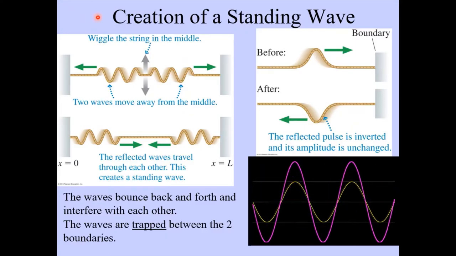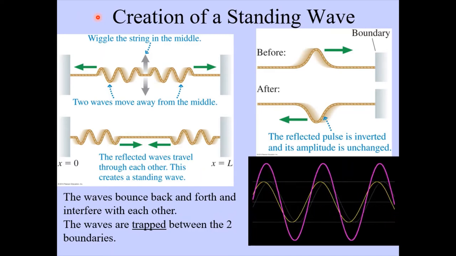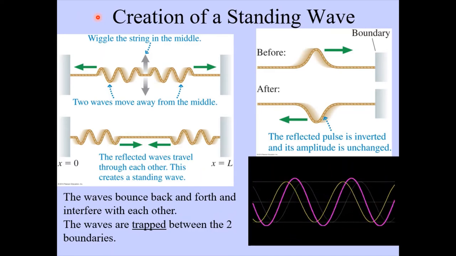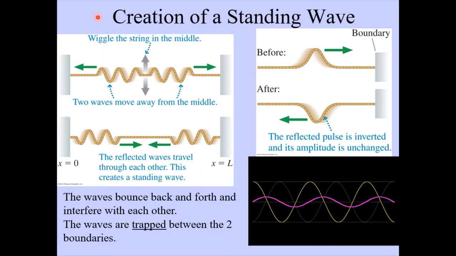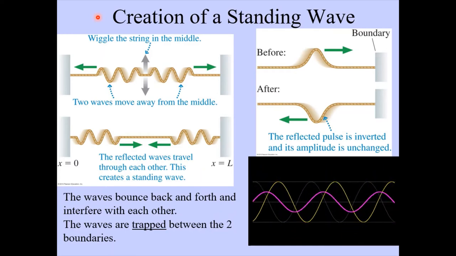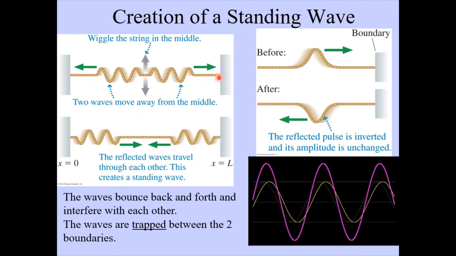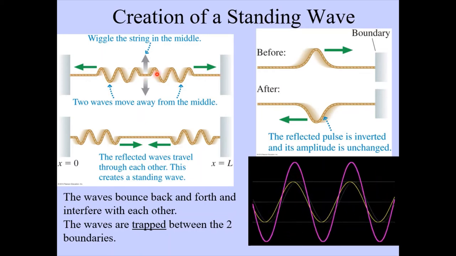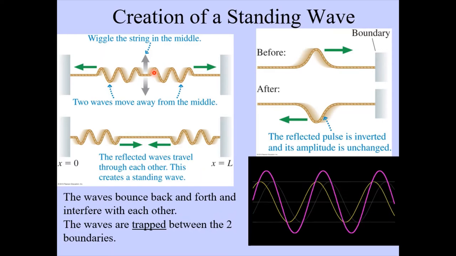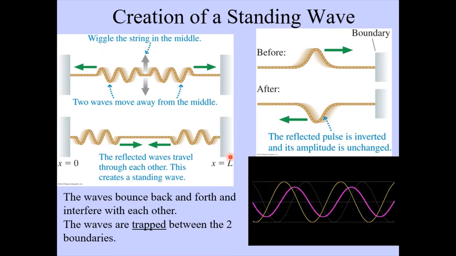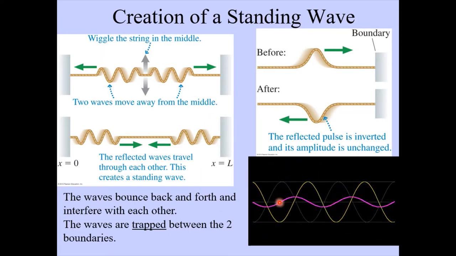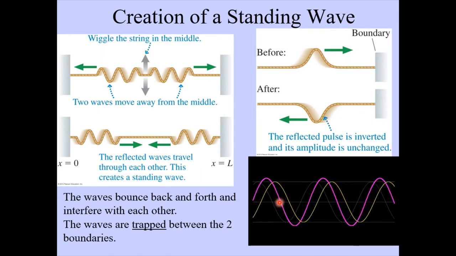So as we saw in the video demo, standing waves are produced when the waves are allowed to bounce back and forth between boundaries. So for example, if we have a string tied between two posts here, these waves are going to bounce back and forth and they're going to interfere with each other. And we saw something like this in the video that you just watched.